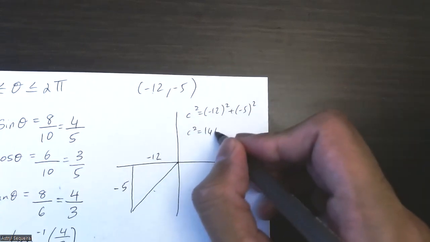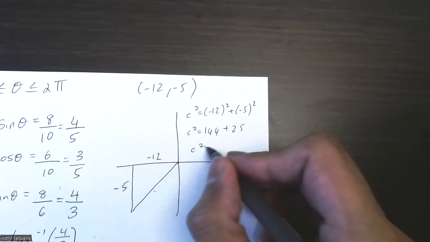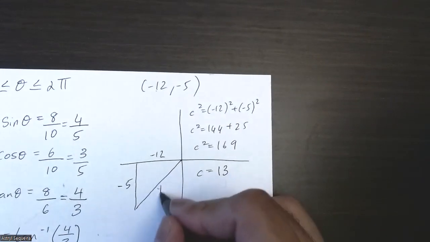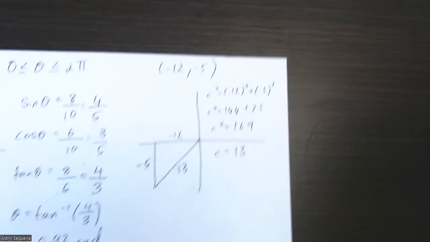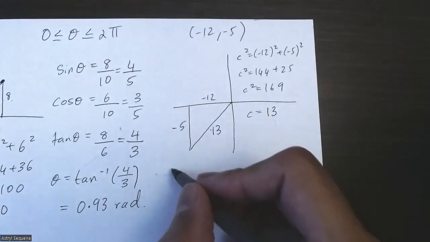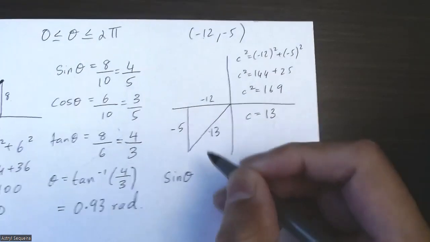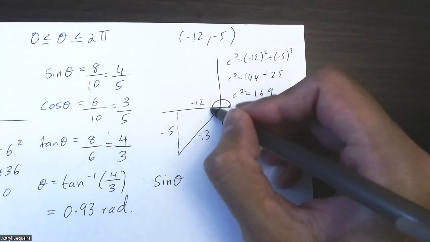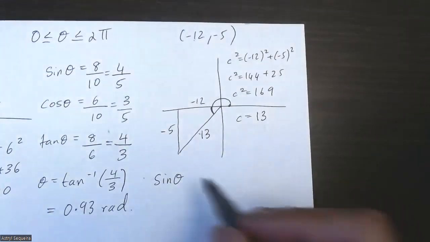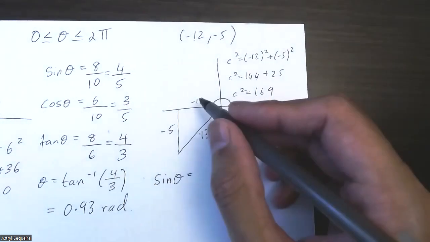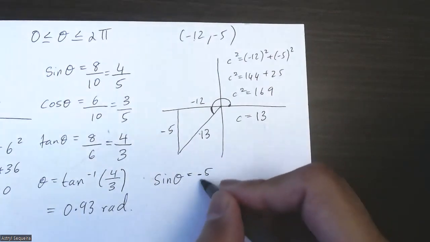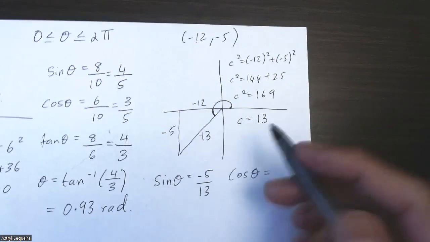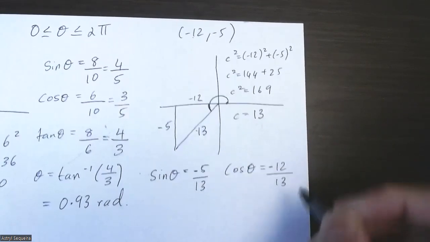C squared equals 144 plus 25. C squared equals 169. Square root that, I will get my hypotenuse as 13. Again, now I can do sine theta, cos theta, tan theta. So sine theta, remember the principal angle starts here and goes all the way till here. We pretend like it's this acute angle in the triangle when answering our questions. So sine theta is opposite over hypotenuse, which is -5 over 13. Cos theta is adjacent over hypotenuse, which is -12 over 13.